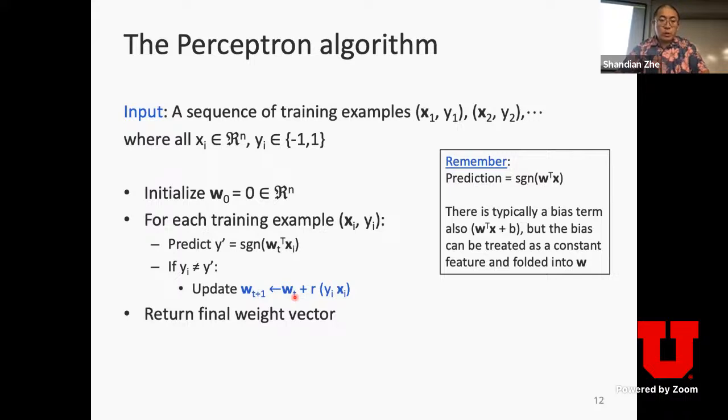And then you look at the next example, and use your model to make a prediction for the next example. If the prediction is correct, you do nothing. Otherwise, that means your prediction is wrong, so you apply this rule again to get a new version of the weight vector. You just keep doing this until you have exhausted all the training examples, and you return the final weight vector.